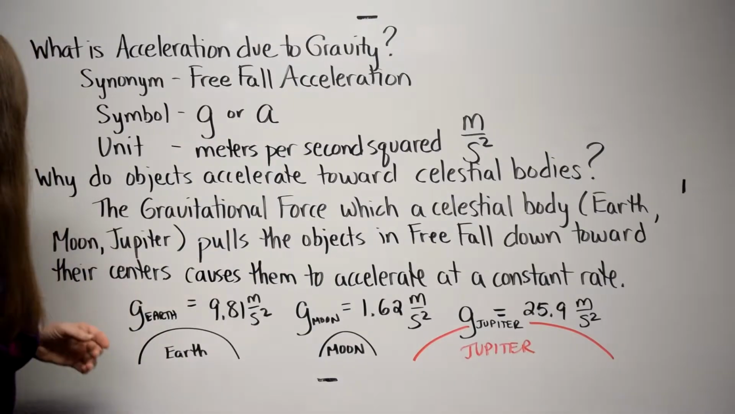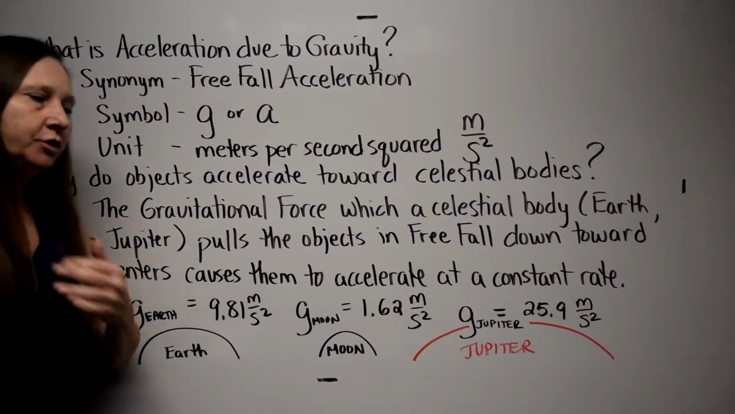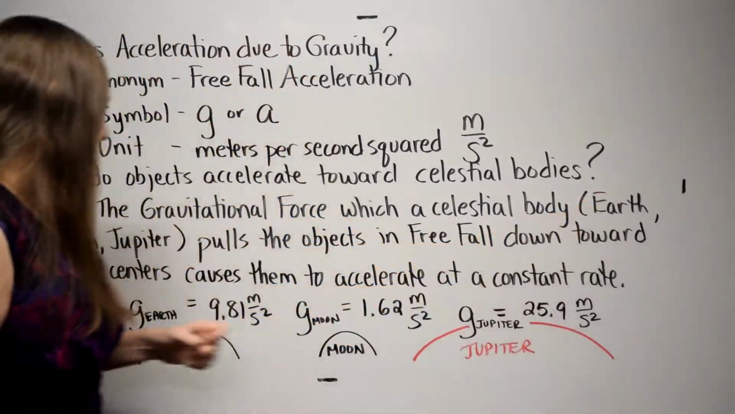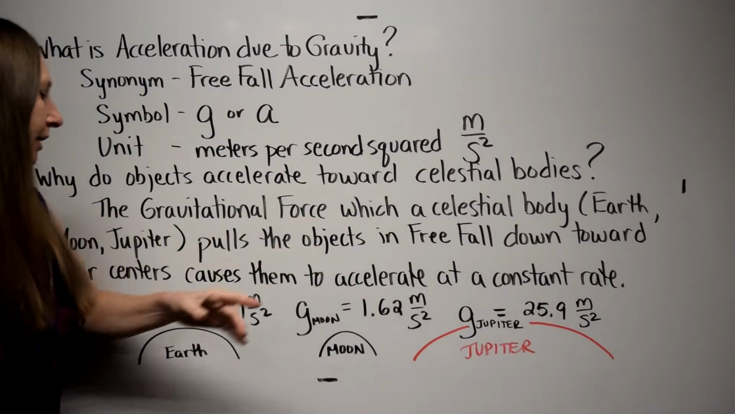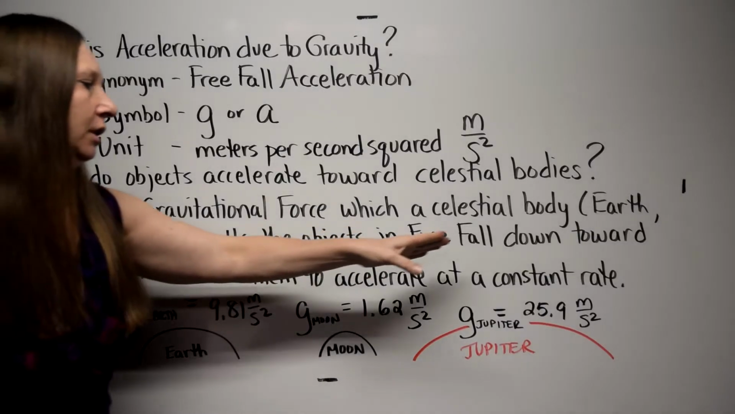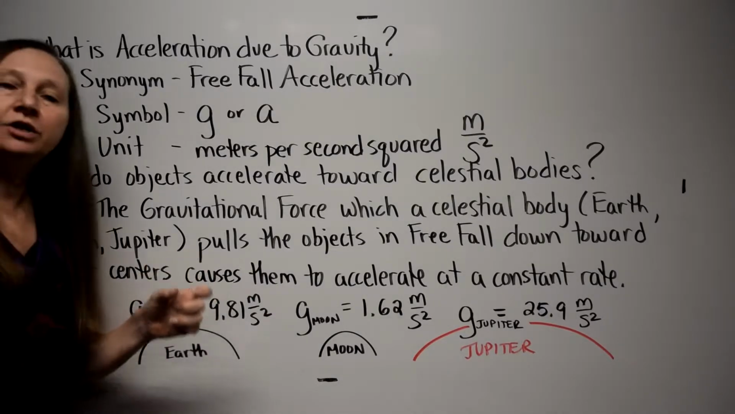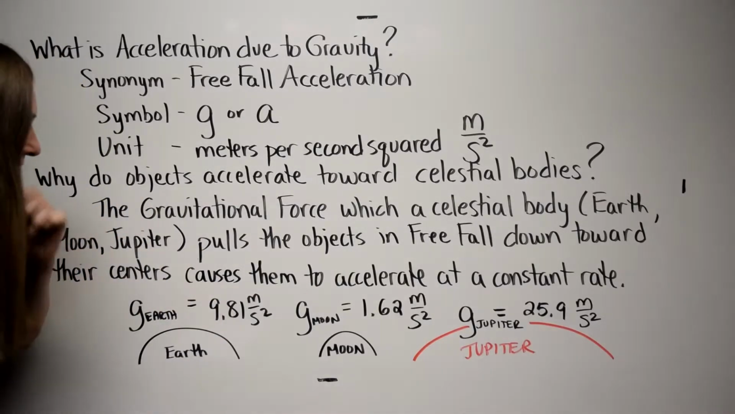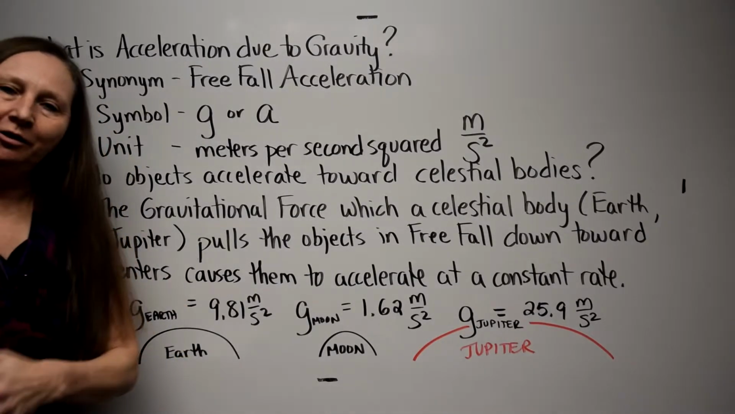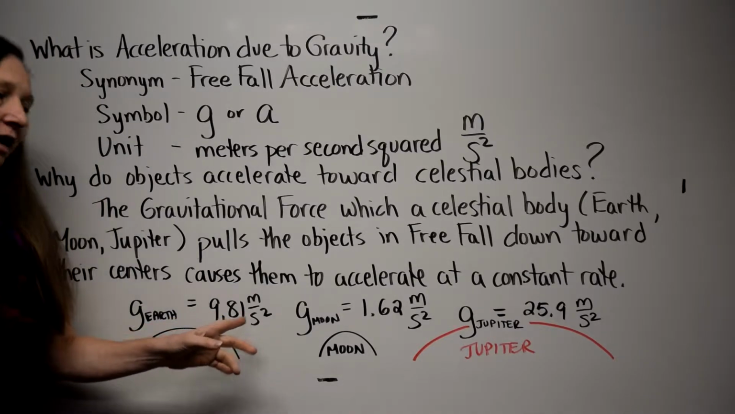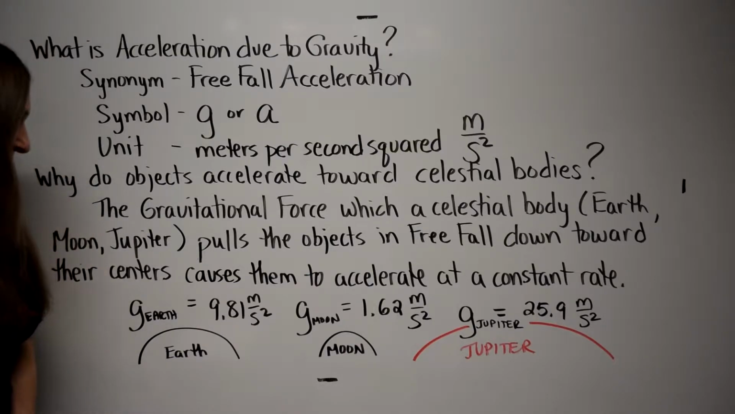Meters per second squared. So now, why do objects accelerate towards celestial bodies? Let's look at the Earth, the Moon, and Jupiter. The gravitational force which a celestial body exerts pulls the objects in free fall down toward their centers, causes them to accelerate at a constant rate. Now, what's the rate for the Earth? You know that the rate at which objects accelerate toward the surface of the Earth is 9.81 meters per second squared. Most of the time we round that up to 10.0 meters per second squared.